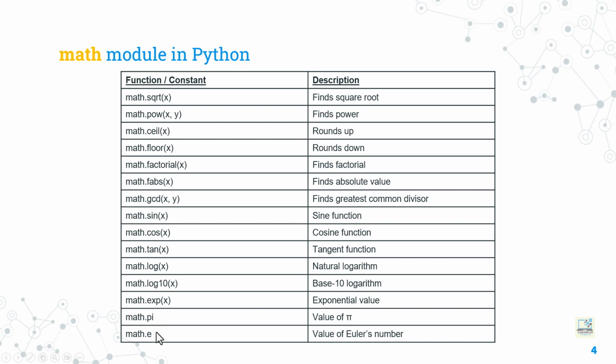Then there are two constants in math module, pi and e. So if you want to know the value of pi, for example, you can simply write math.pi, so it will give you the exact value of the pi. It is already stored in this constant. Similarly, we have e also for Euler's number.